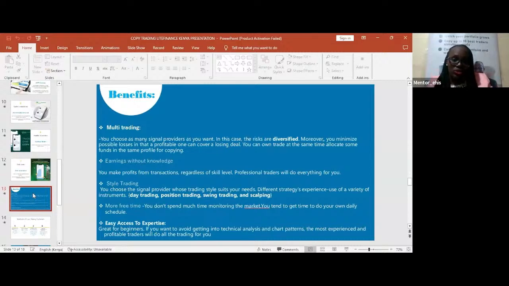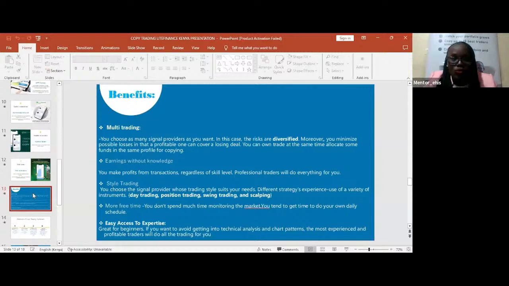And number five, last but not the least, you get easy access to expertise. It's great for beginners if you want to avoid getting into technical analysis and chart patterns. Somebody was asking me, where is this candlestick? How do I know this one? How do I study this? When you want to avoid all that, at the beginning it can be really stressful. You see some candlestick and you're like, which type is this? But copy trading allows you to get access to that expertise and the same trading signals to be replicated onto your account. So you allow the most experienced and profitable traders to do everything for you.